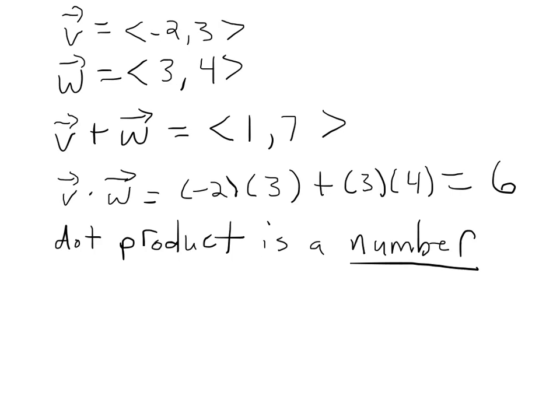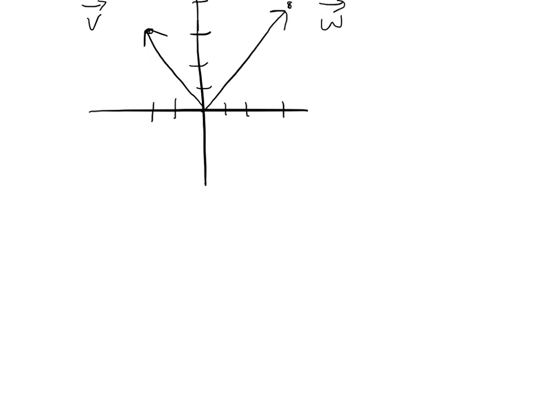So it's related to the geometry of the vectors in the following way. So here's my picture. So let's look at the geometry here. I've got the vector v, which is negative 2, 3. So there's v. And then my vector w is 3, 4. So there's w up there. So the dot product relates basically the angle between the vectors. So if I wanted to find this angle right here, I'll call it beta. If I wanted to find that angle, the dot product is actually related to that angle.